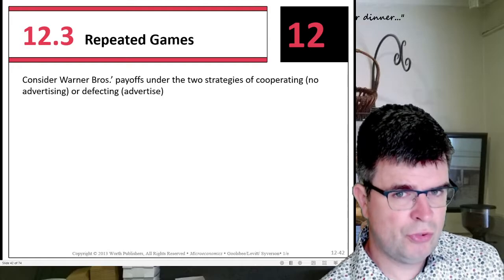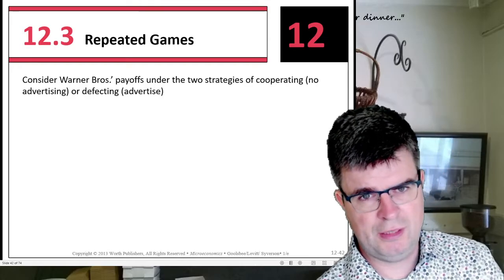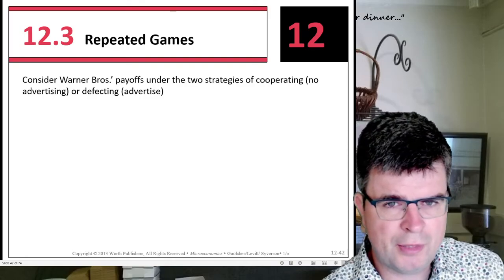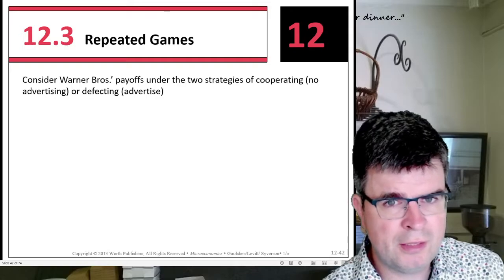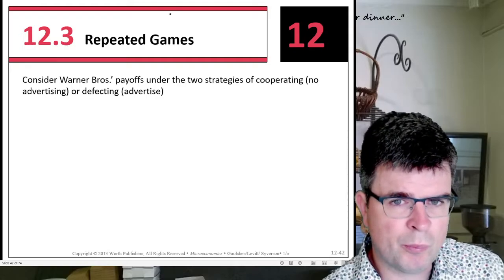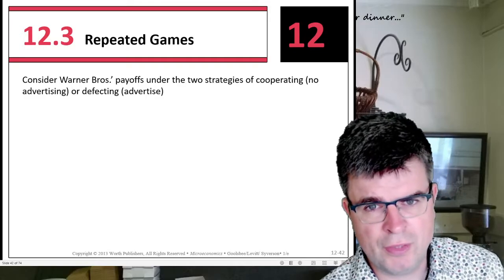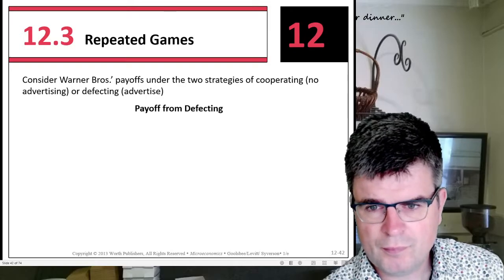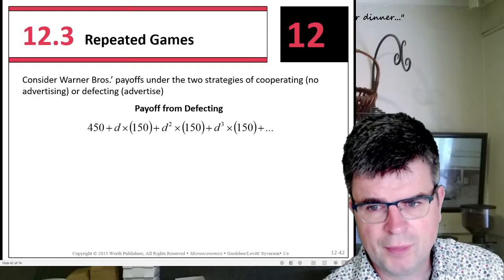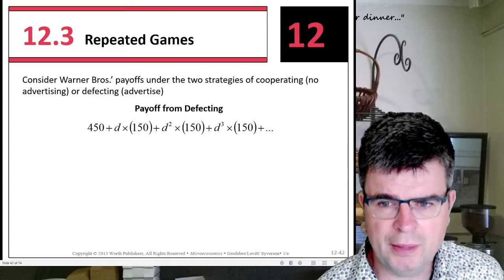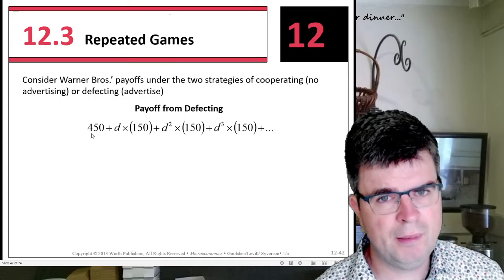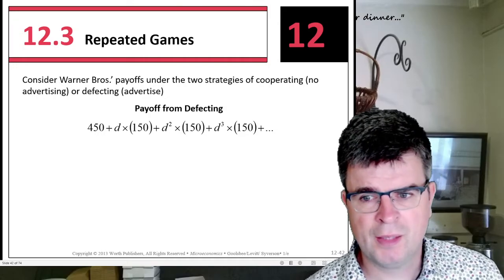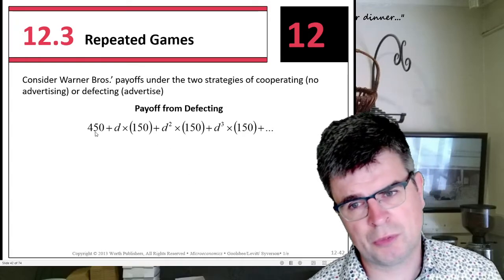Okay, so we have these two strategies of Warner Brothers and Disney. And now we look at Warner Brothers. Suppose that Warner Brothers sticks to the strategy given Disney's strategy, and what are the payoffs to Warner Brothers if it deviates from that strategy by advertising in the current period. So if Warner Brothers defects, then the payoffs will be 450 today, because today it will advertise and Disney will not advertise. So it will earn 450 in terms of profits.